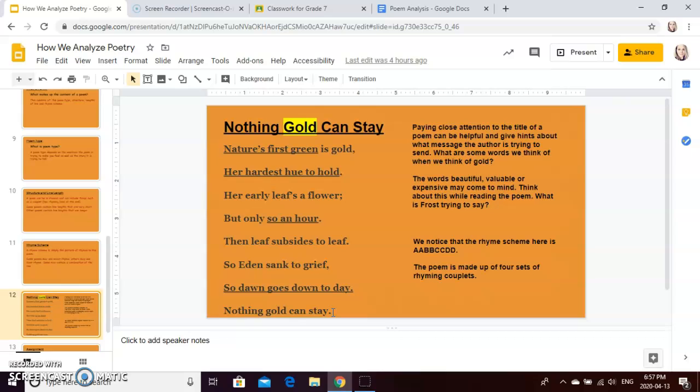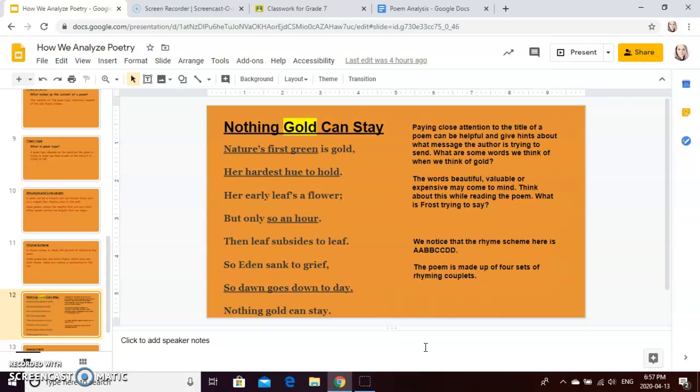When you look at the form, you notice that the poem is made up of 4 sets of rhyming couplets, and the rhyme scheme is A, A, B, B, C, C, D, D. And also that when we look at the form as well, he's got, as I said earlier, his title, and the title is also the last line of the poem. So looking at both content and form can help us develop meaning.